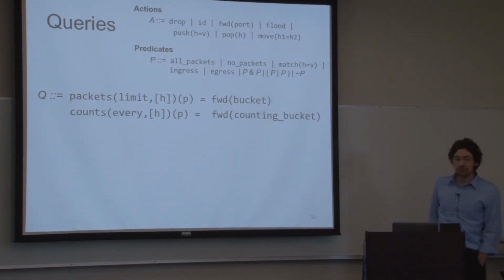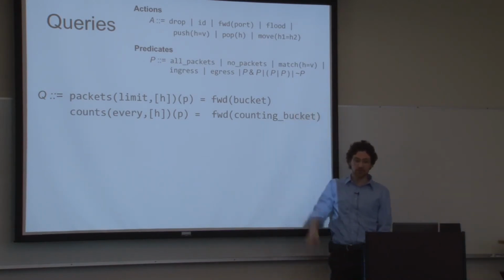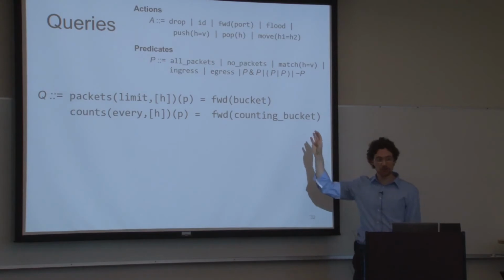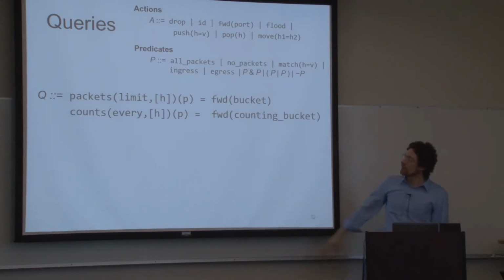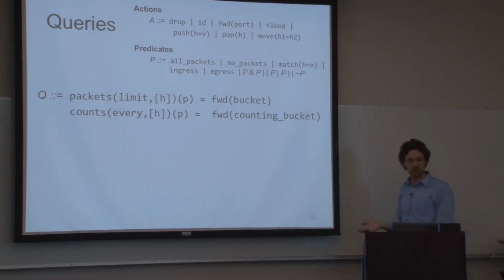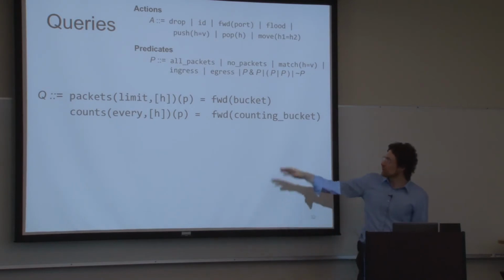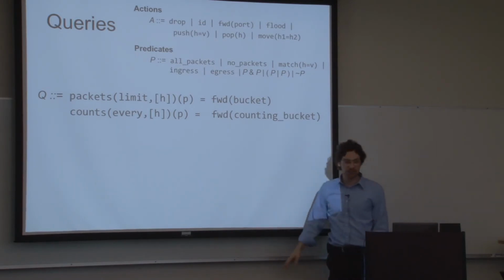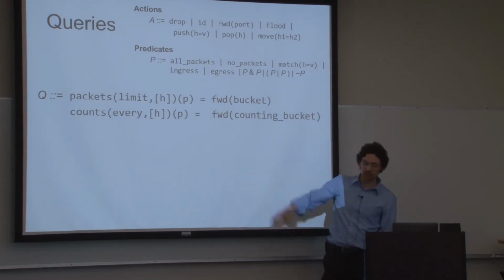Next set of, so we've, just to recap, we've got our actions, which are very basic policies. We've got our predicates, which allow us to modify policies and create new ones. And now we've got our queries, which let us treat monitoring the network and asking questions of the network as if it's a standard forwarding operation. And so there are two particular policies in here that we support at the moment. One is packets, and the other is counts.